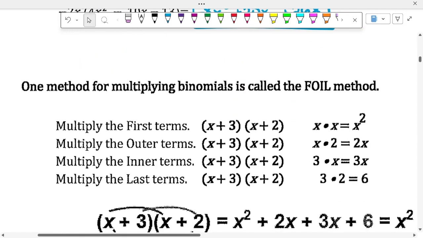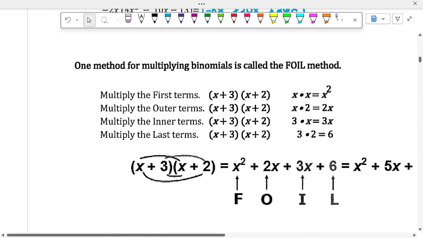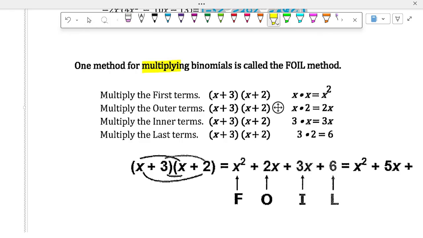All right, now let's talk about multiplying binomials. So there are two methods when we multiply binomials. The first one is FOIL. All right, so FOIL just means first, outer, inner, last. So if we broke it down, you would multiply the first terms together, the outer terms together, the inner terms together, and the last terms together. And then you would add them together, combine like terms.